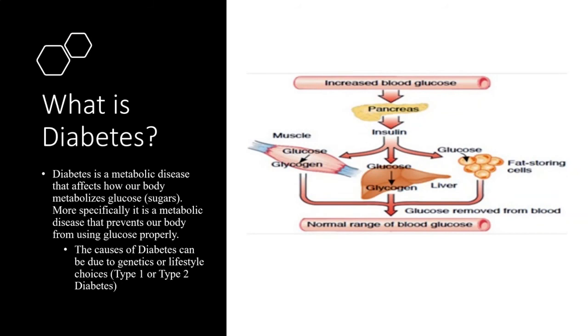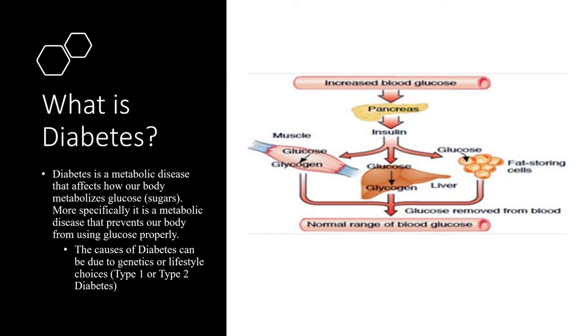So what is diabetes? Diabetes is a metabolic disease that affects how our body metabolizes glucose, also known as sugar. More specifically, it is a metabolic disease that prevents our body from using glucose properly. This can be due to multiple reasons, but in the United States, diabetes is usually caused by poor lifestyle choices or genetics, and usually those are referred to as type 1 or type 2.